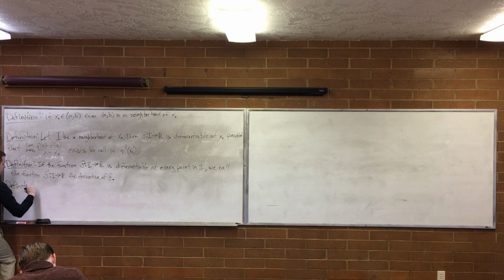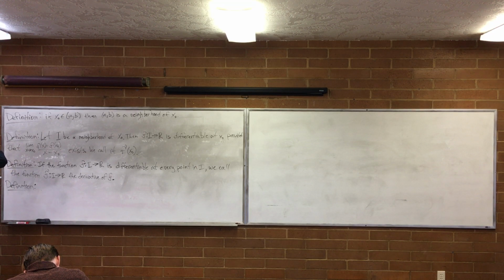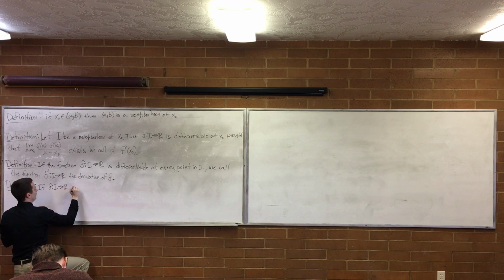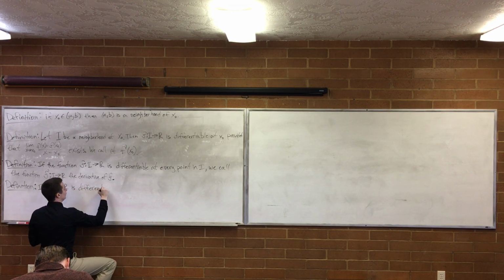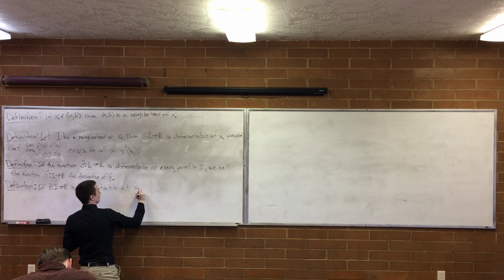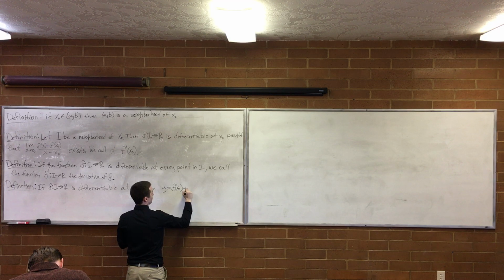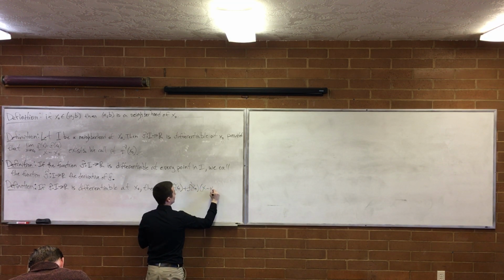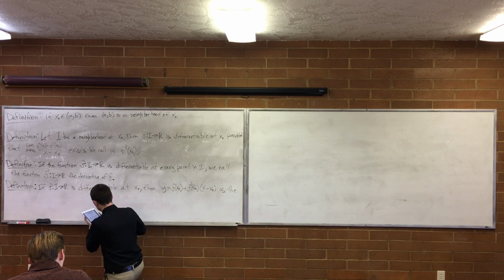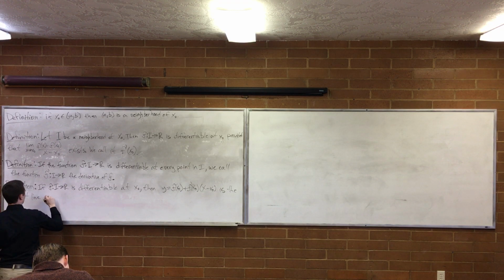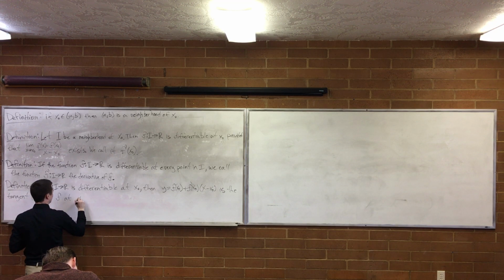Another definition for tangent line now. If f from I to R is differentiable at x naught, then y equal to f of x naught plus f prime of x naught times (x minus x naught) is the tangent line of f at x naught.